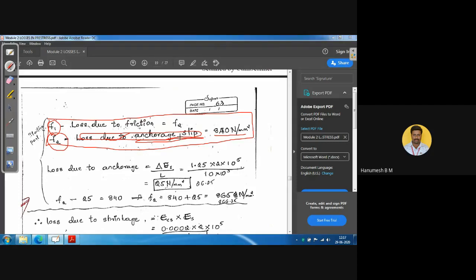If I move this value to the RHS, it will be plus loss due to anchorage slip. F2 is equal to 840 plus loss due to anchorage slip. That is, F2 minus 25 is equal to 840. Now F2 is equal to 840 plus 25, it is 865 Newton per mm square.